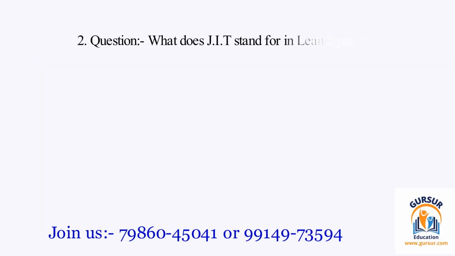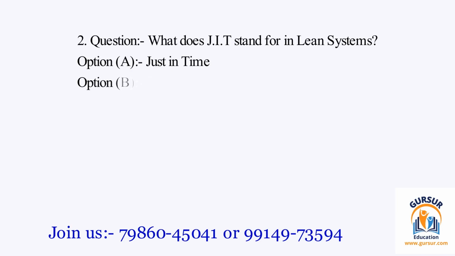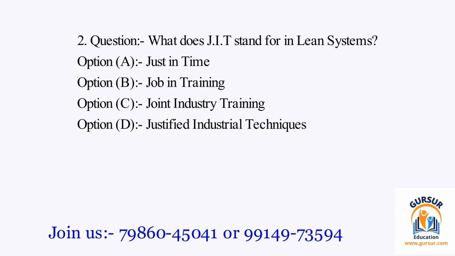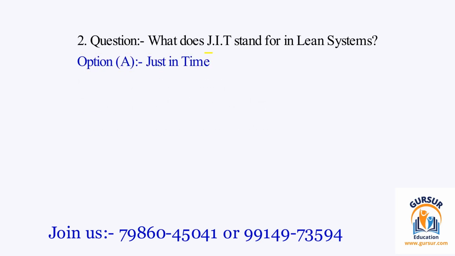Question number 2. What does JIT stand for in lean systems? The option A is just in time. The option B is job in training. The option C is joint industry training. The option D is justified industrial techniques. The right answer of the question is option A, and that is just in time.